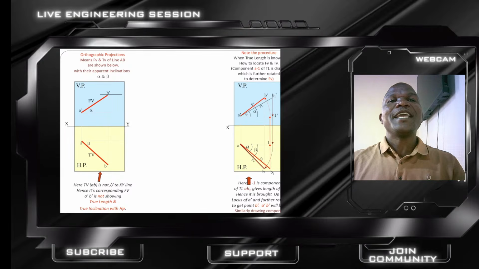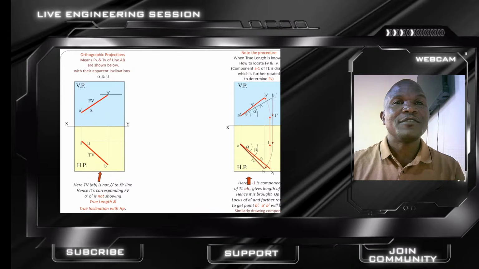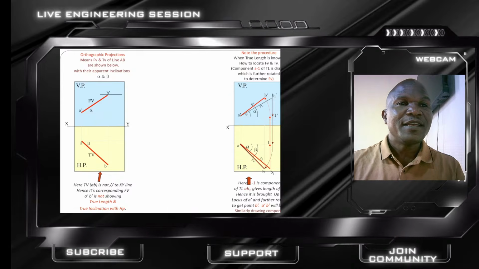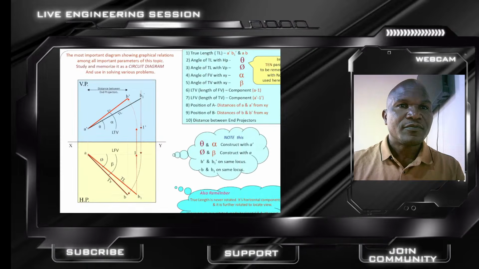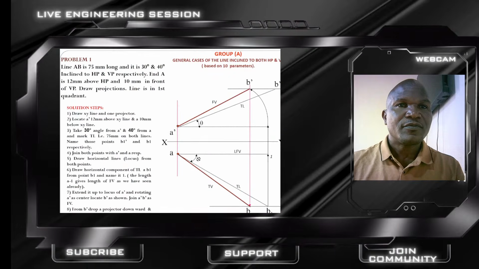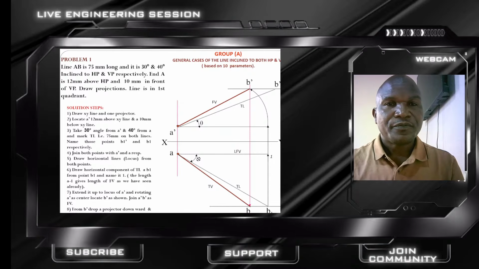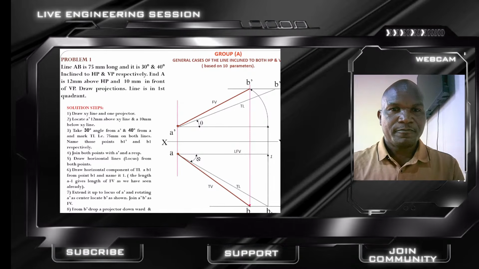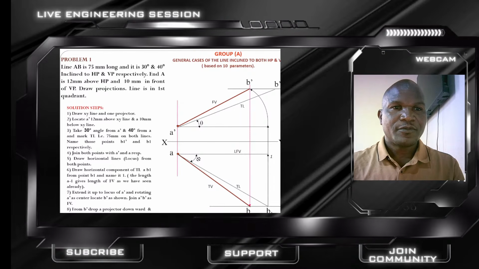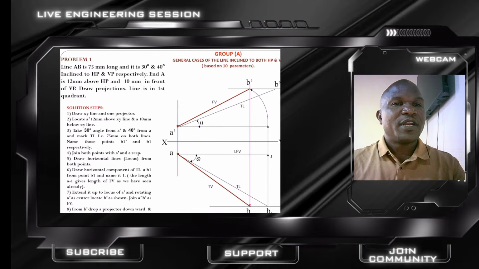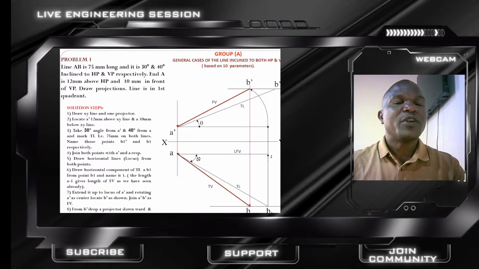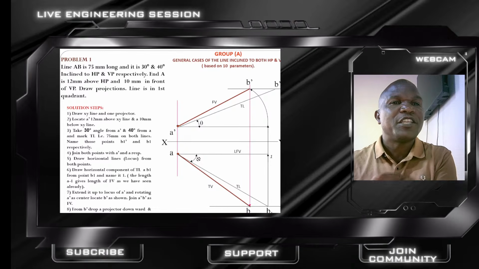But what if the line is inclined to both? What if the line is inclined to both? This is very important. This is the most important case: the line inclined to both the HP and VP.